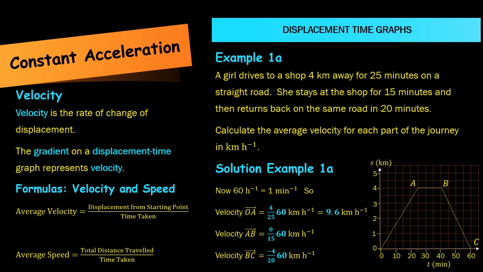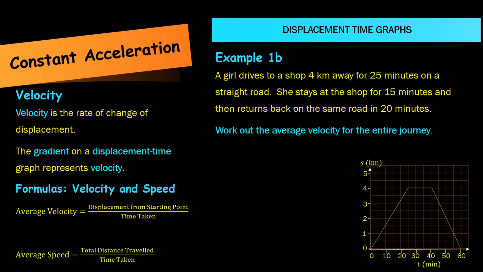And tidying up gives us velocity OA is 9.6 kilometers per hour. Velocity AB is 0 kilometers per hour. And velocity BC is minus 12 kilometers per hour. And now for part B. We are required to work out the average velocity for the entire journey. So let's solve this.